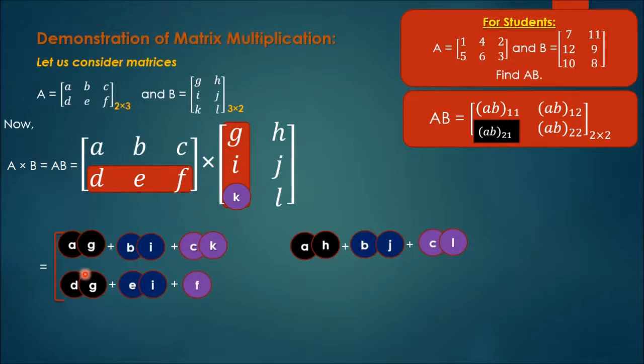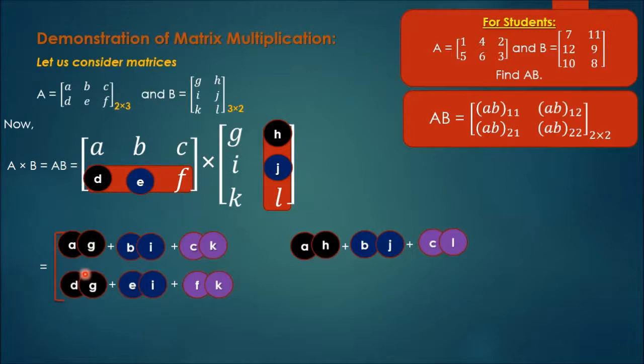Now row 2 will be fixed and it will be column 2 for AB22. R2 from the first matrix will be fixed, the elements will be D, E, F, but the change is that we are taking another column. D with H, E with J, and F with L. Now this is the multiplication, and we are going to get component AB22. D will multiply with H and plus sign, E with J plus sign, and F with L.